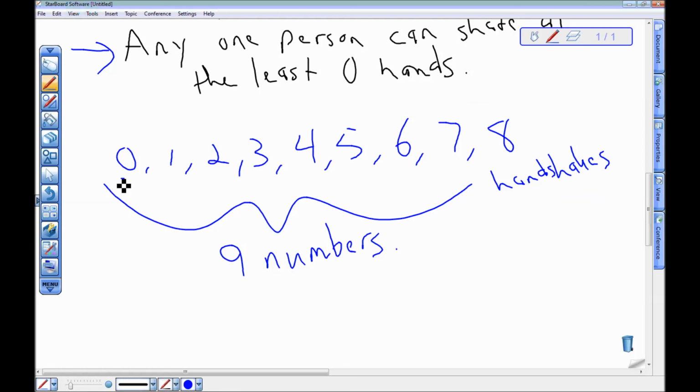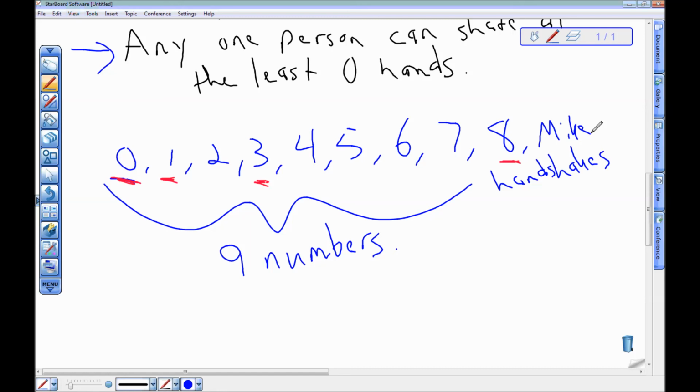By that I mean there's someone at the party that shook 0 hands. There's someone at the party that shook 3 hands. And there's someone at the party that only shook hands with 1 person. Someone at the party that shook hands with 8 people. If I add to this however many handshakes Mike had, here are the 10 people at the party's handshakes: 0 through 8, and then however many Mike had.